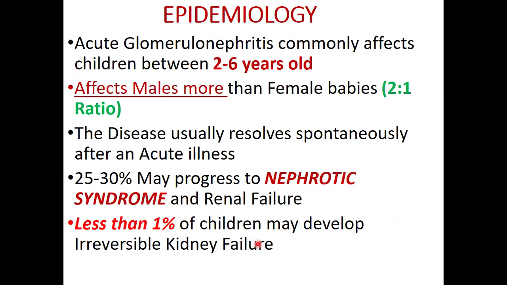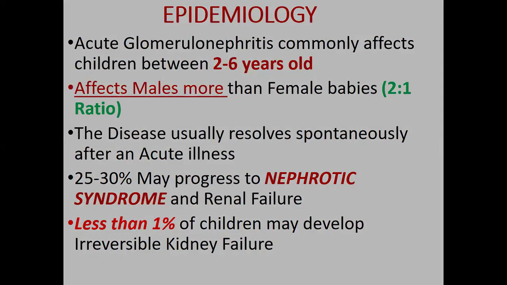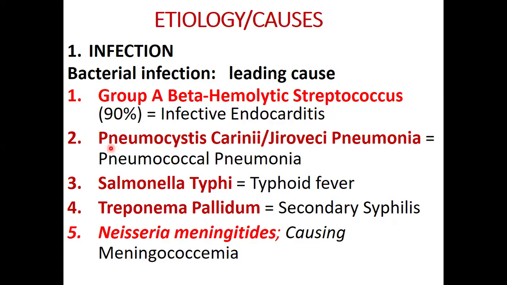So acute glomerulonephritis affects children in that age range, and in most cases, about 30% progress to nephrotic syndrome or renal failure. That can actually cause serious problems for these babies. Only a few babies, about 1%, may develop end-stage renal failure as a result of glomerulonephritis. It affects more males than females, about a 2-to-1 ratio. I don't know why it is like that. Maybe we can discover that much later on in our discussion. Let's look at the etiology, the causes. Number one, it could be bacterial infection.